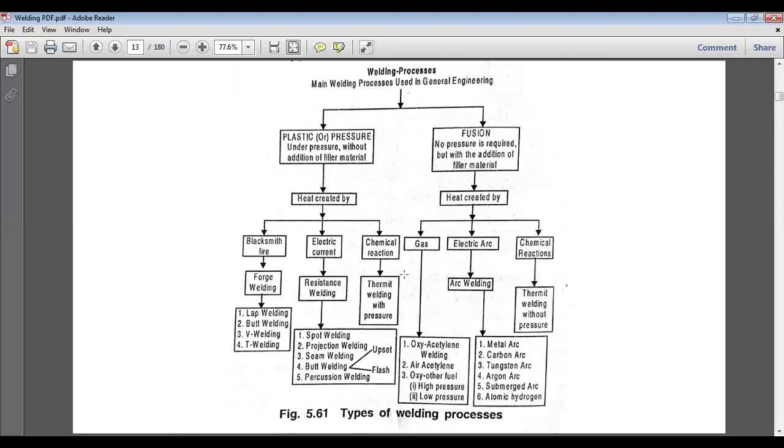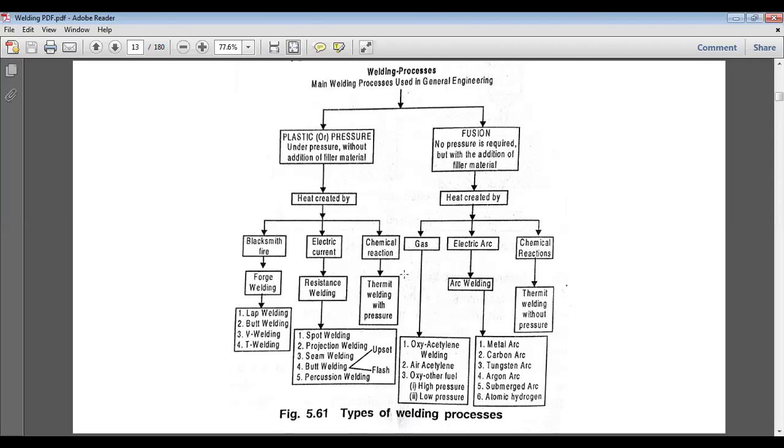So this gap is filled up by an additional metal called filler metal, and this filler metal forms a bond with both the two parent metals, and this way there is a joint between two parent metals. So this is called fusion welding, in which we don't apply pressure, but we apply an additional filler metal.